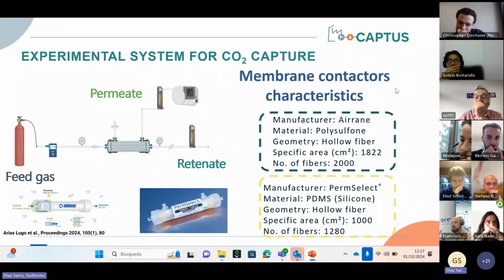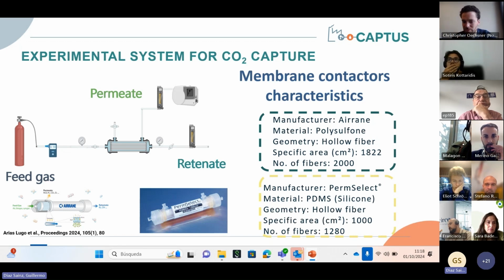In this sense, we have two different types of membrane contactors. As we can see in the last table, we select the one from the manufacturer, which is composed of polysulfone, with hollow fiber membrane contactors. And a similar one, the PermSelect, which is composed of silicon, PDMS material. We can see the specific area and the number of fibers of these different membrane contactors. And the experimental setup will be operated at higher pressures. This is the characteristic of this type of experimental setup.